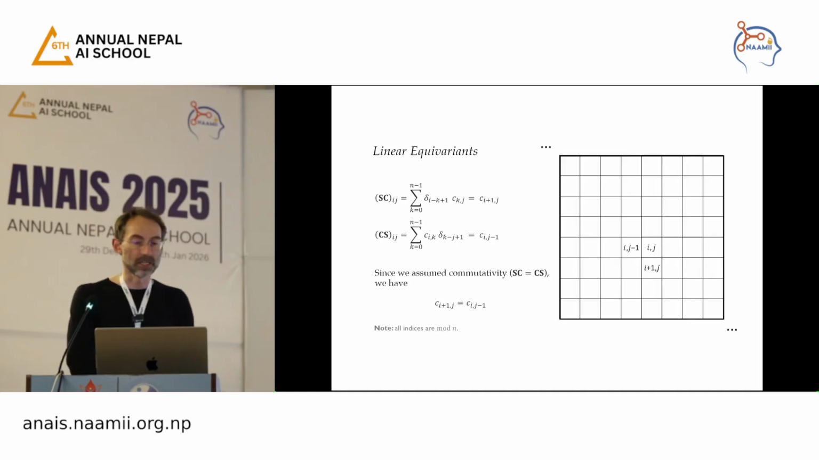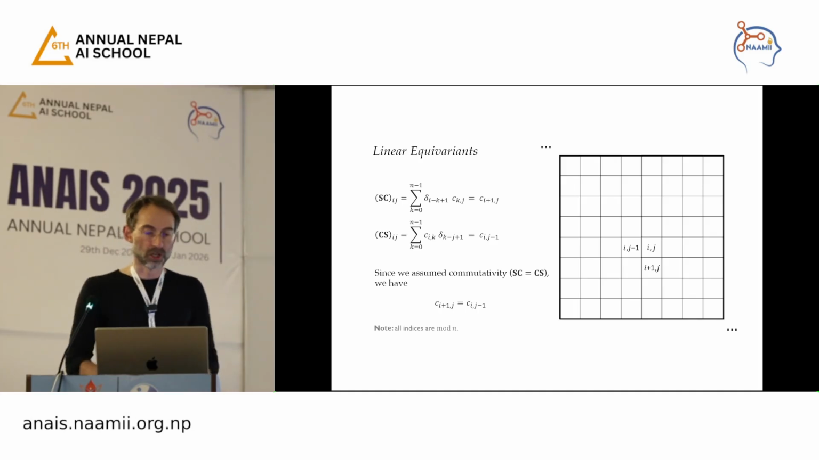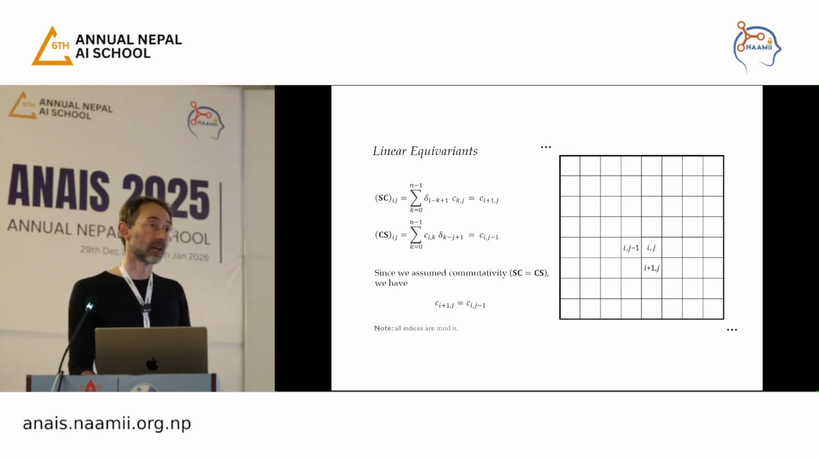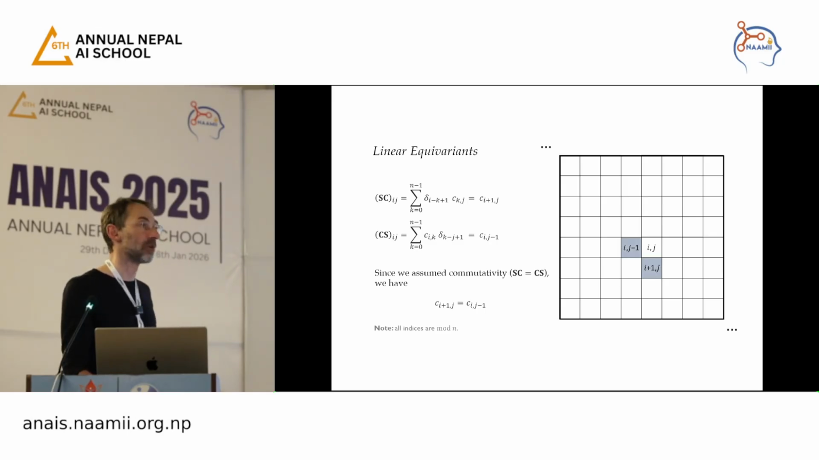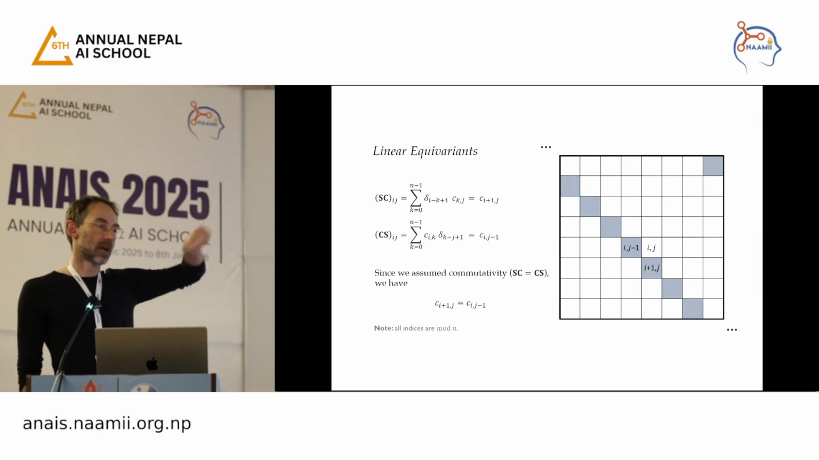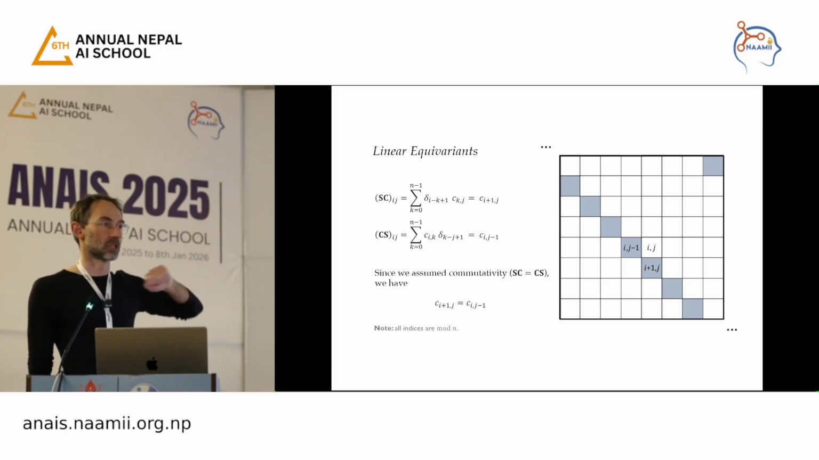So let's look at these elements. Here is position i plus 1, j, and here is position i, j minus 1. Since we assume from commutativity that these two elements must be the same, and this is true for every i and j, basically we get that these two elements everywhere are the same. So we get a matrix that looks like this, where every diagonal will be constant.